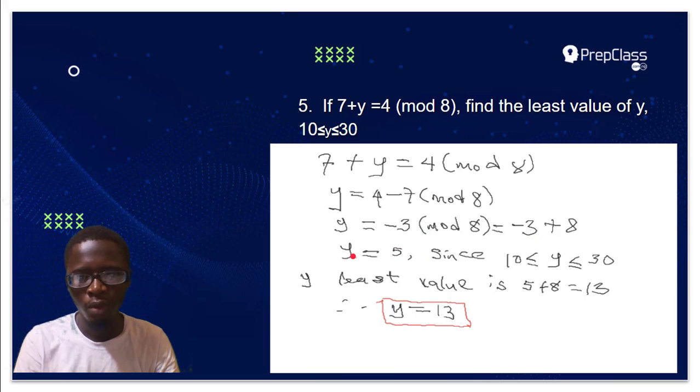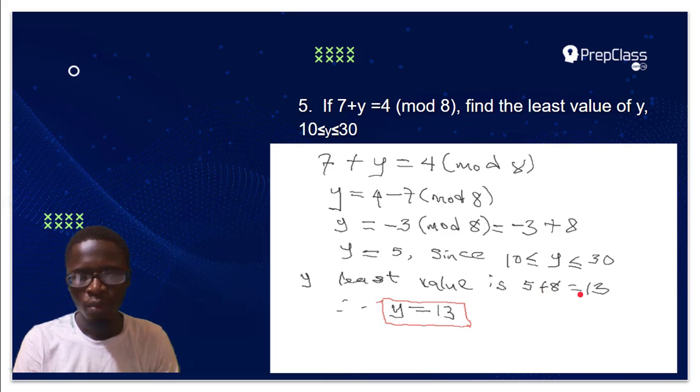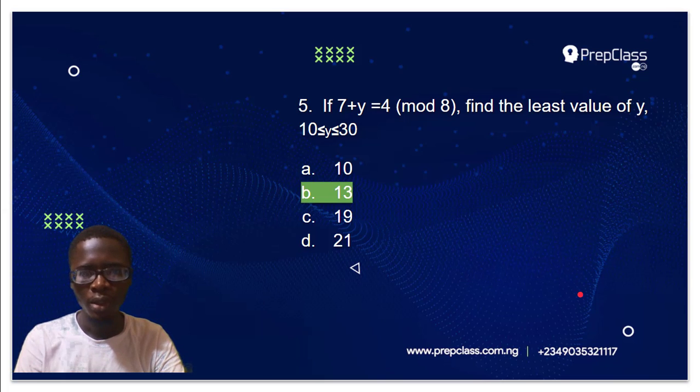But if you look at the value of y here, y is 5 doesn't make sense because it is not within this given range. So we definitely need to do something about that. So you are permitted to add the values of modulus as many times as you can until you attain your boundary condition. So here we now have, since y is within this range, the least value of y will be 5 plus 8, and that is 13. So, as you can see, this is supported by option B.